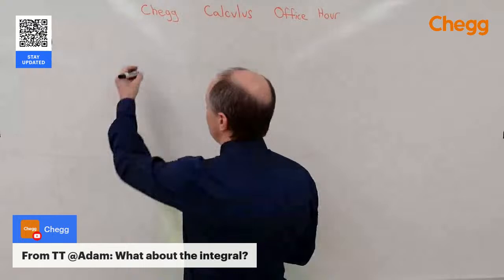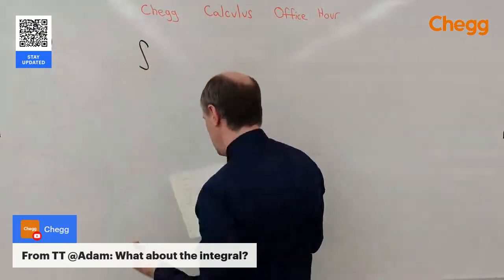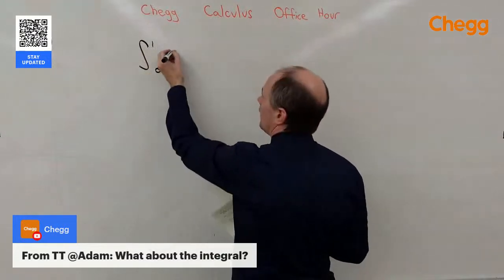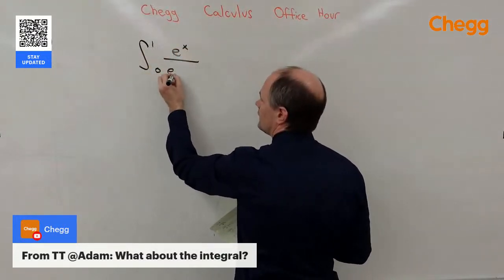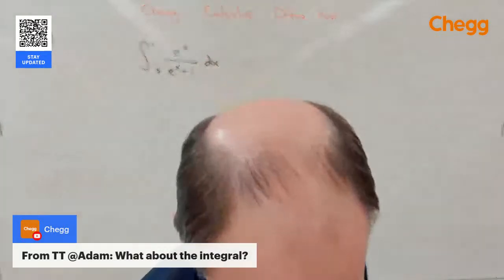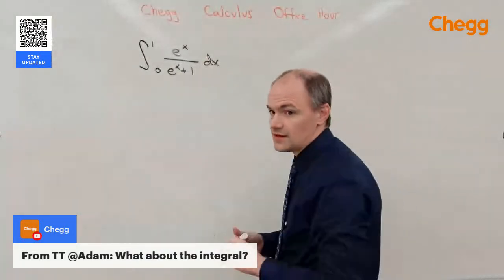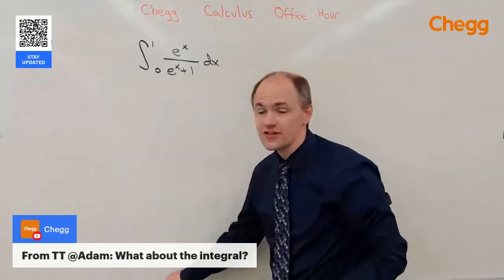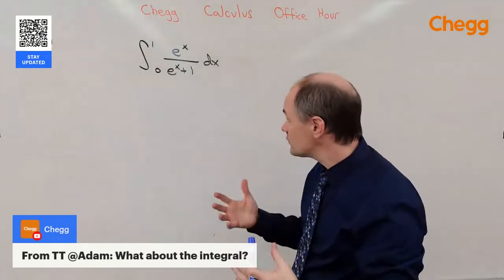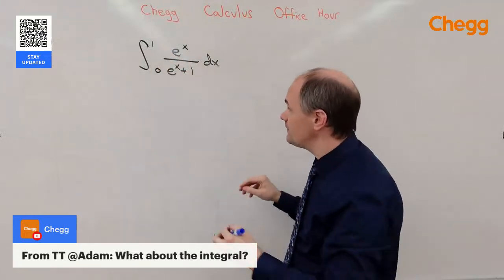Let's do the integral from 0 to 1 of e to the x over e to the x plus 1 dx. This is a good AP calculus type problem, just to really make sure you understand how the formulas work, how to plug the numbers in.